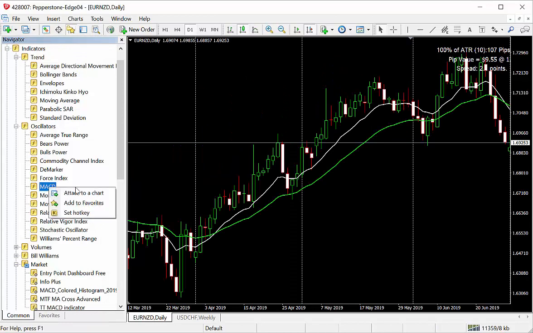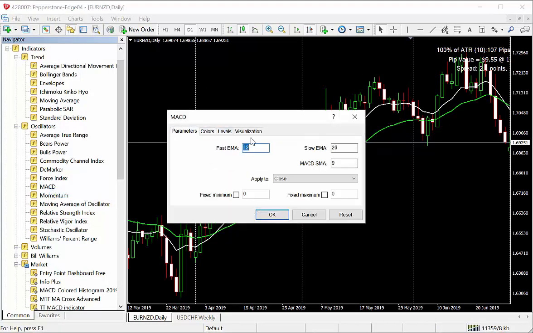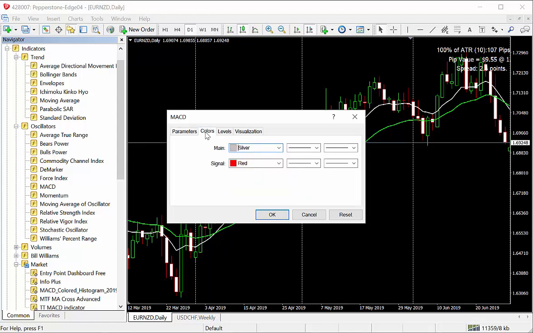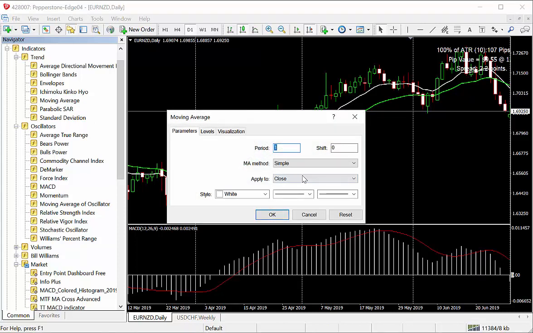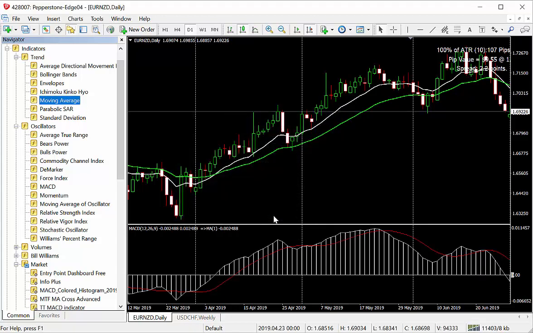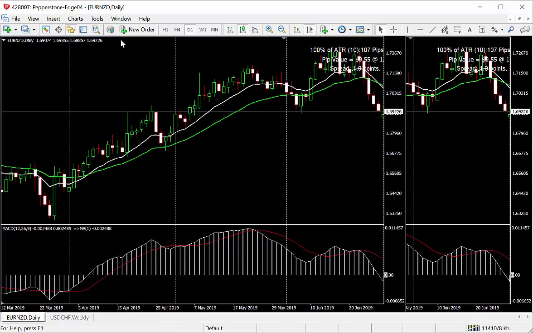That's the standard MACD in MT4. As you can see, it's the difference between the two EMAs, 12 and 26, and the signal is 9 applied to close. The colors are silver, and there are no levels. I normally add another moving average on top of this MACD. This is moving average 1, simple, applied to the first indicator data, just to have the envelope on top of the histogram to make it easier to read.